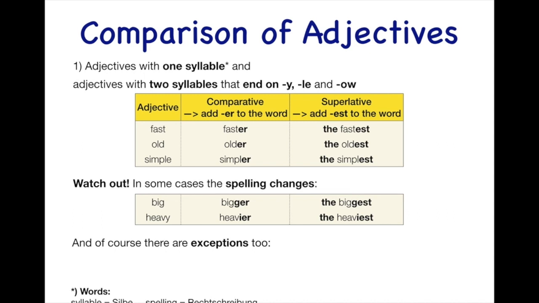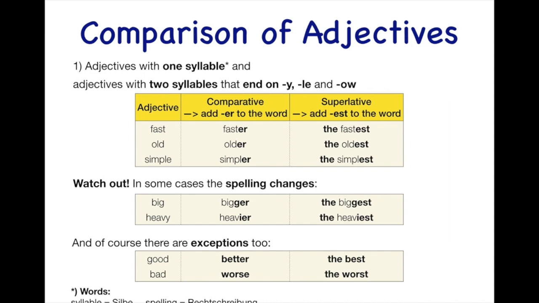And of course, English wouldn't be English if there weren't a few exceptions as well. For example, good doesn't become gooder, it becomes better and the best. And bad doesn't become badder, but it becomes worse and the worst.